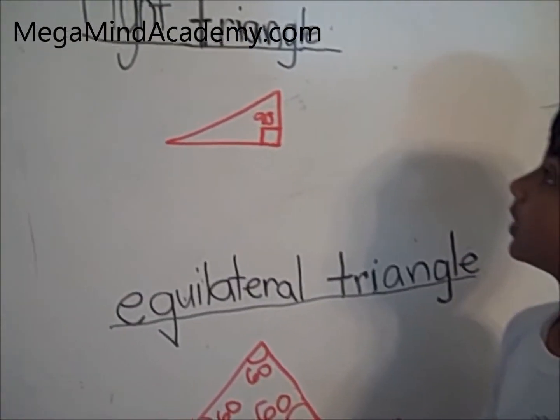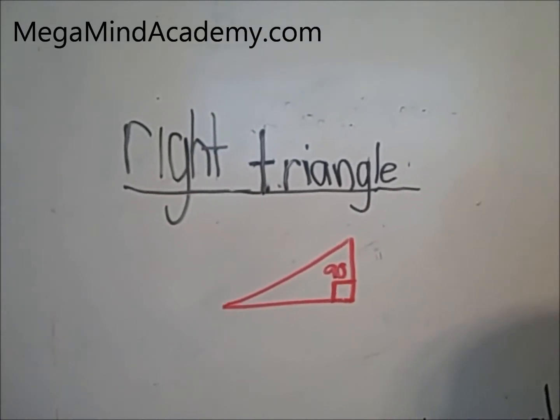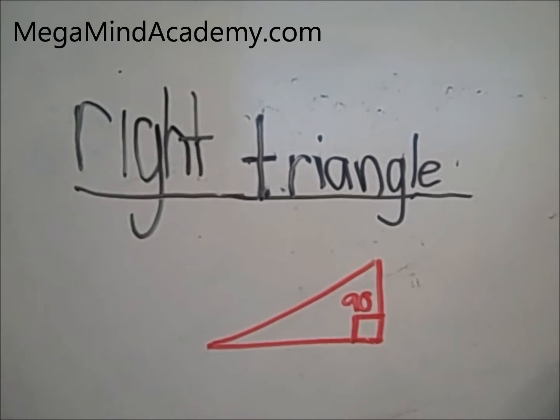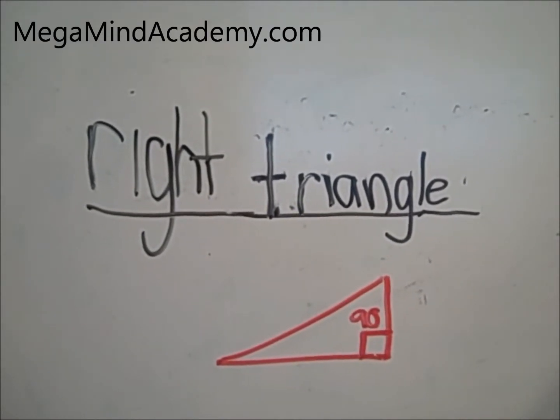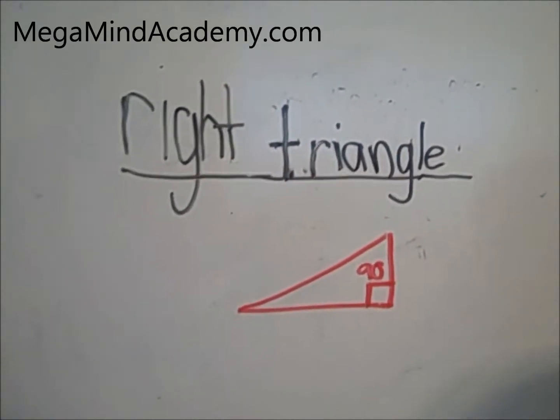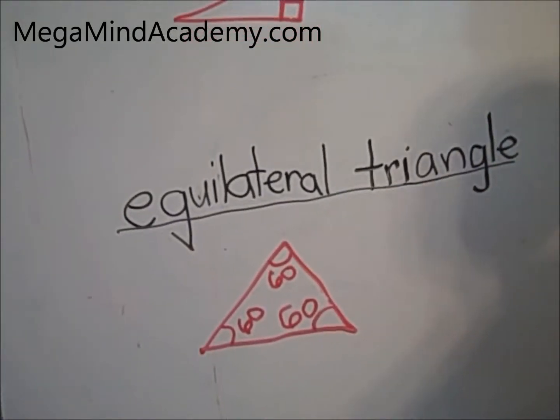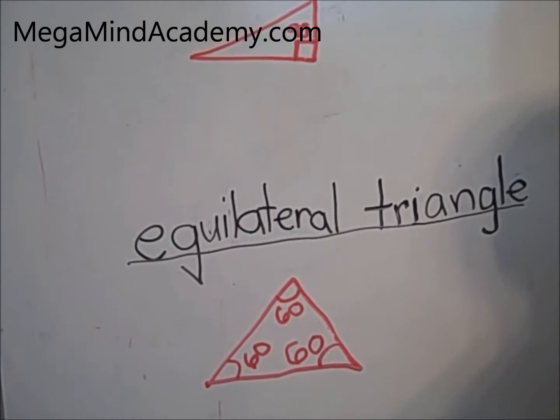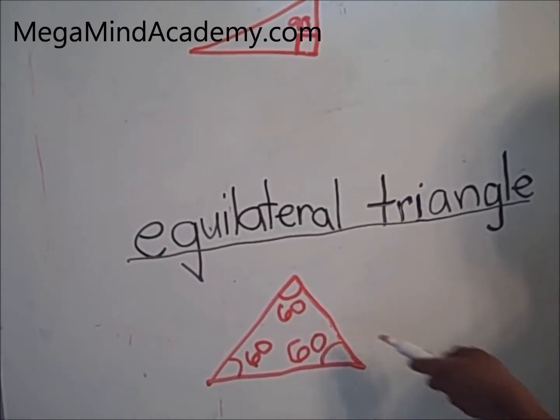A right angle triangle has at least one angle that is 90 degrees. For example, here is one angle that is 90 degrees. An equilateral triangle has all angles the same, that is 60 degrees.